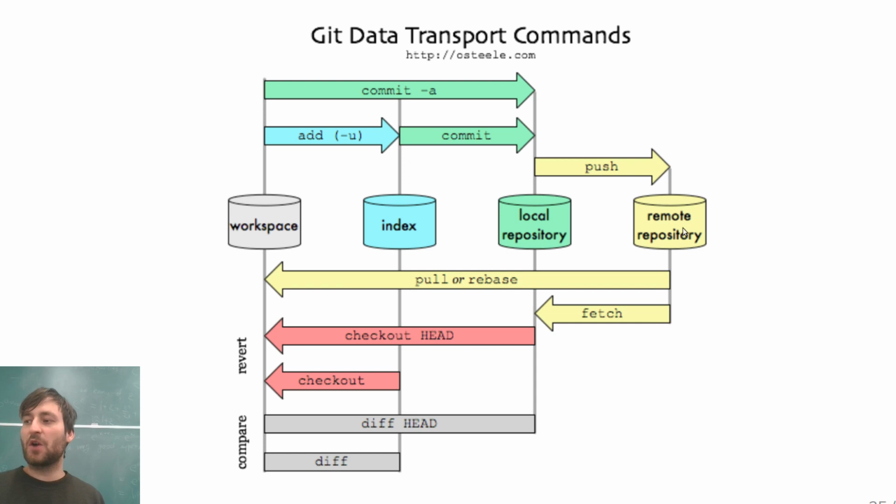Fetch, you can go from the remote repository to the local repository, or if you use pull, what it does basically is fetch and then a checkout or merge. Checkout and then a branch name goes from the local repository to the workspace, and checkout and then a file goes from the index.